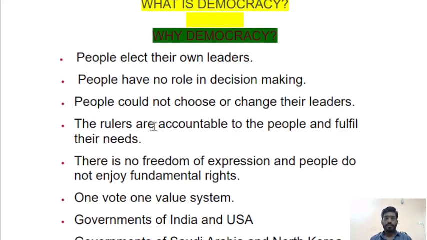Today we are going to discuss the first chapter from political science, that is, what is democracy and why democracy. All of you, once listen to this class, it may be useful in your revision.